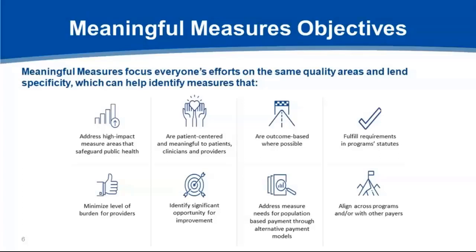And like I mentioned before, we do have the input of legislation, and so we need to do all of this while keeping in mind that we need to fulfill statutory requirements for each of our programs. And so by achieving these objectives, we will guide real measurable improvements for the nation while also encouraging the use of more parsimonious measure sets and working to reduce the burden of measurement for clinicians and providers, which ultimately will lead us to improve the quality of care for our patients.